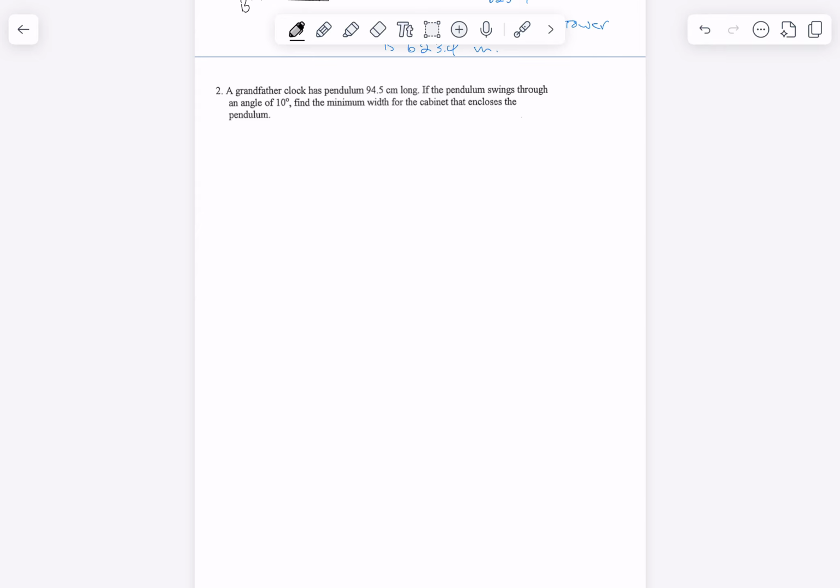So basically, you've got this pendulum, which should hang straight down. Oh, that's not drawing straight. Hang straight down, and then it just swings back and forth, okay?